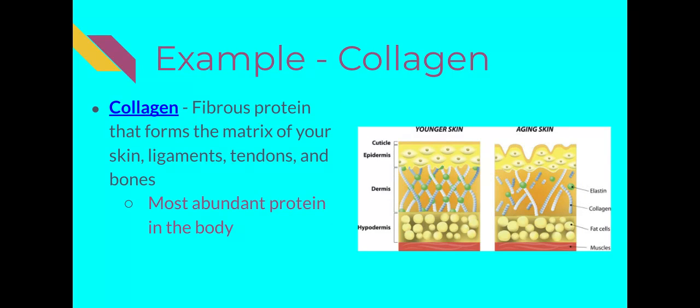Okay, let's look at some examples. The first one I want to talk about is collagen. Collagen is a fibrous protein that forms the matrix of your skin, ligaments, tendons, and bones. Collagen is the most important protein in the body. If you have a lot of collagen, your skin's going to look youthful.